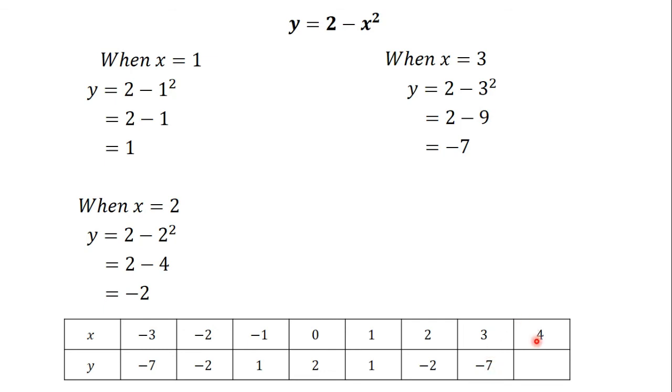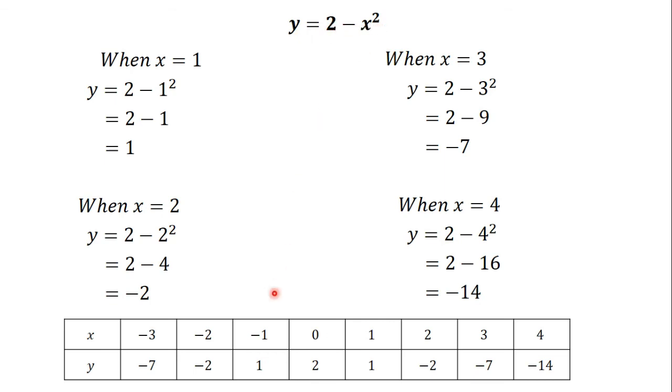The next x value is 4. When x is equal to 4, y will be equal to 2 minus 4 squared. 4 squared is 16. So when x is equal to 4, y will be equal to 2 minus 16. And 2 minus 16 will give us minus 14. So when x is 4, y is equal to minus 14. So we have now completed the table for the relation y is equal to 2 minus x squared.